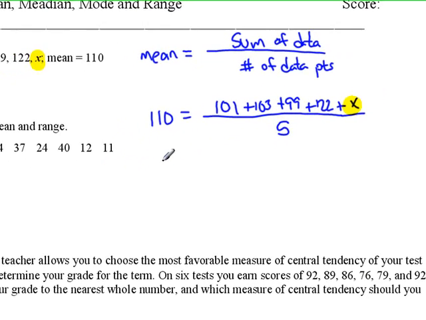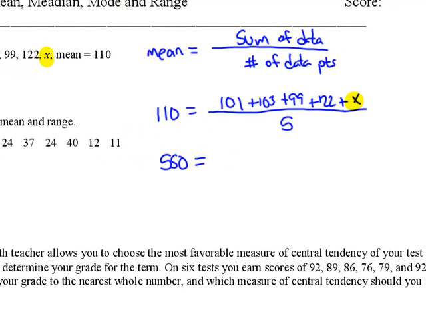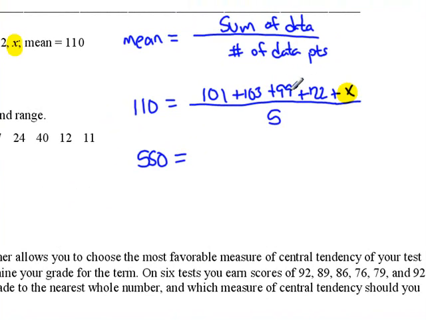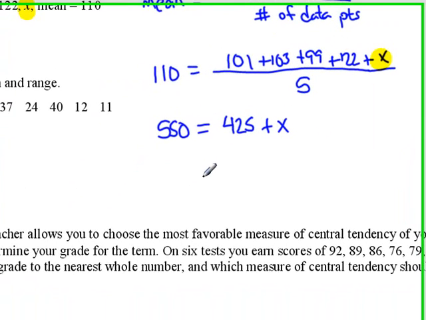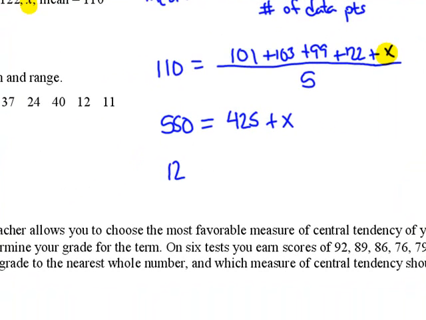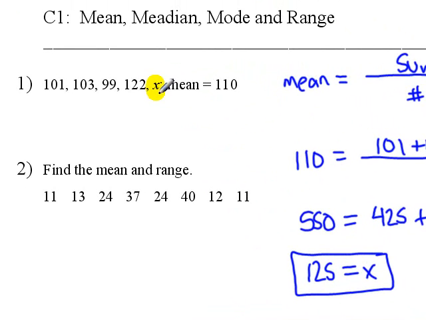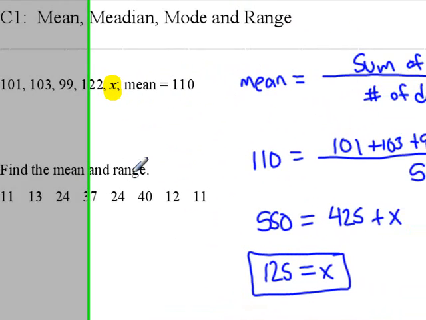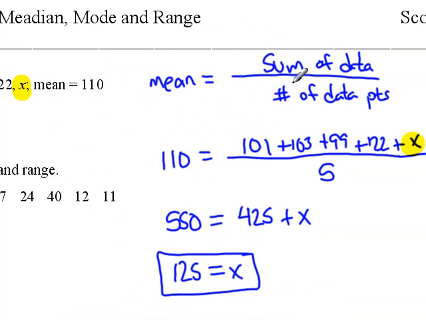5 times 110 is 550 equals, if I add up all that data, 101, 103, 99, 122, I get 425, and then plus x. I want to get x by itself, so I subtract the 425 from both sides, and what I get is 125 is x. So for number 1, we've got the value 125. To check that, just take 101 plus 103 plus 99 plus 122 plus 125, add that all up, divide by 5, and make sure you get 110. Should work out just fine.